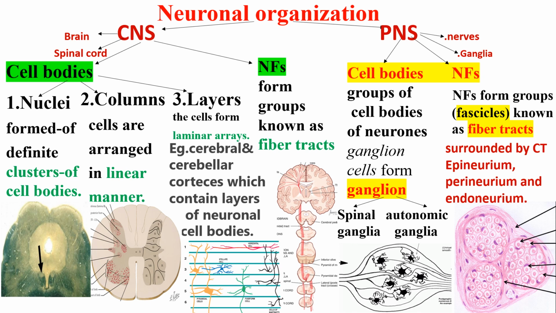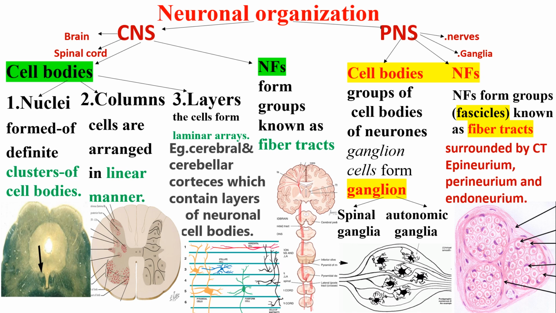The third form of arrangement of neuronal cell bodies is layers or laminae. Laminae يعني زي صفيحة. The neuronal cell bodies form layers, as you can see in the images in the bottom of the slide. The arrangement in the cerebral cortex, the arrangement of neuronal cell bodies take the form of layers. طبقات. Layers means طبقات. This is regarding the arrangement of cell bodies.